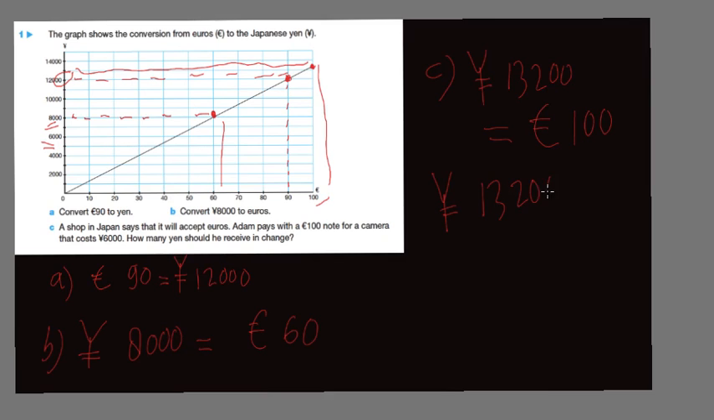We know that he bought a camera with the price 6,000 yen. So we subtract 6,000. And then we get Adam's change, all right, 13,200 minus 6,000, that was 7,200 yen. That was the answer for question number 1.